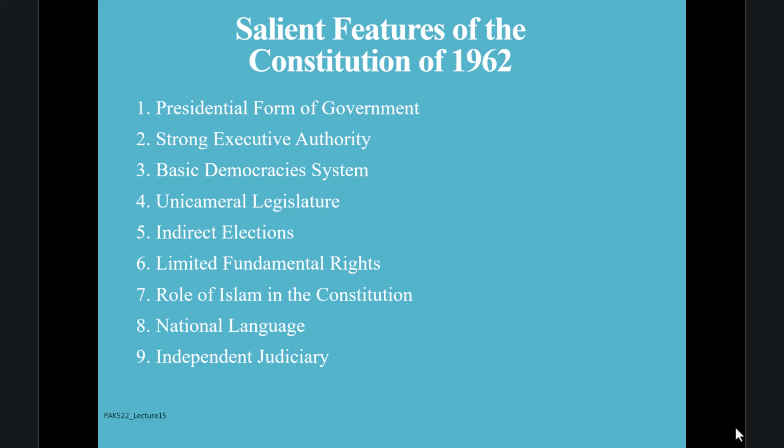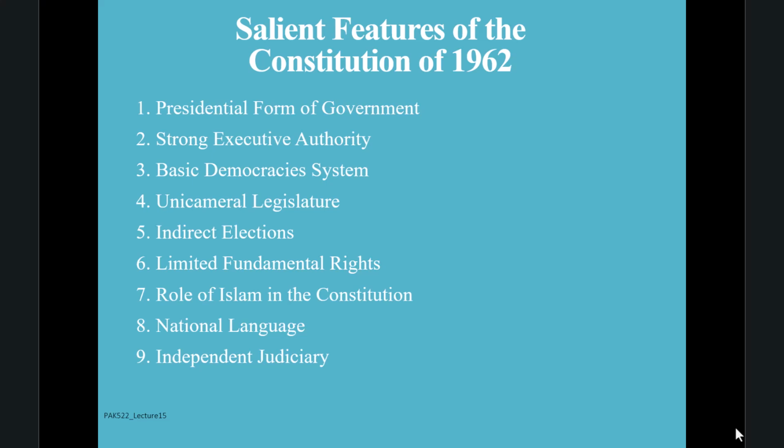The president held extensive executive powers, including the authority to appoint ministers, governors, and other high officials. Unlike the parliamentary system, the executive was not directly responsible to the legislature. This arrangement significantly strengthened the position of the president and centralized political authority.